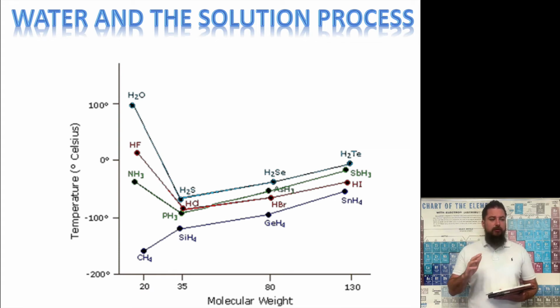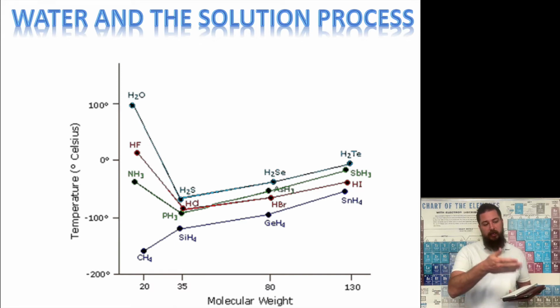Now, those all contain hydrogen bonds. So the NH3, the HF, and the H2O, those all contain hydrogen bonds, which is why they have a relatively high boiling point. Now, notice as we start looking at the boiling points of other substances within the same group.